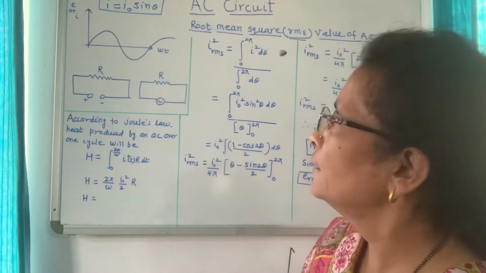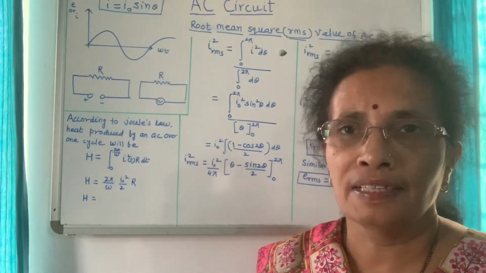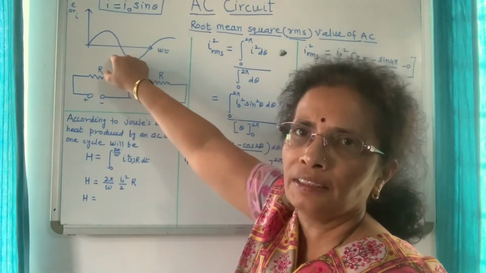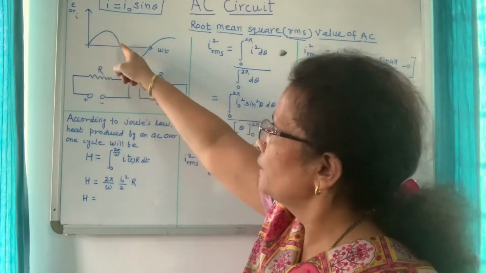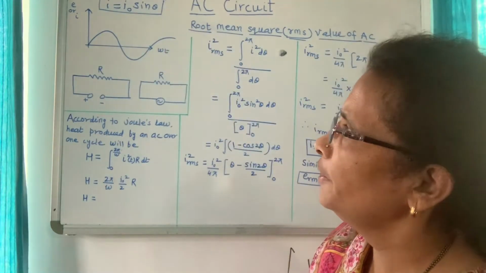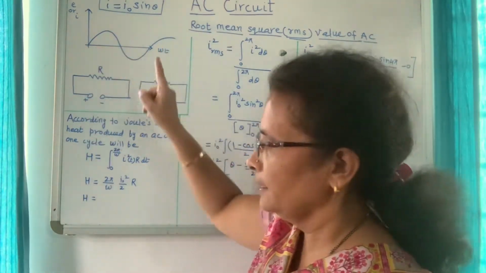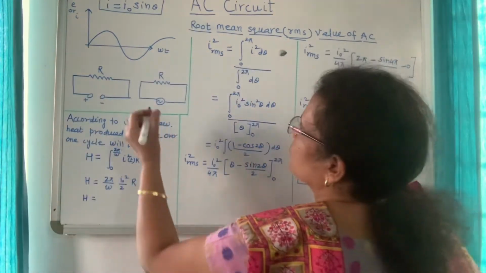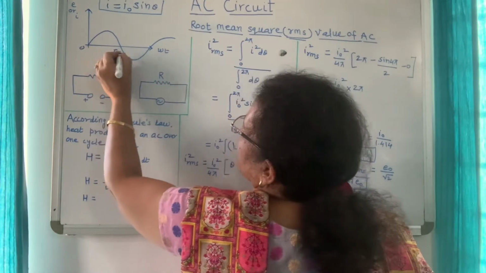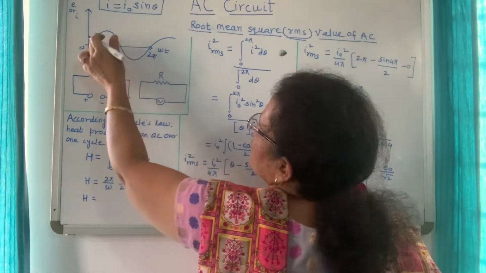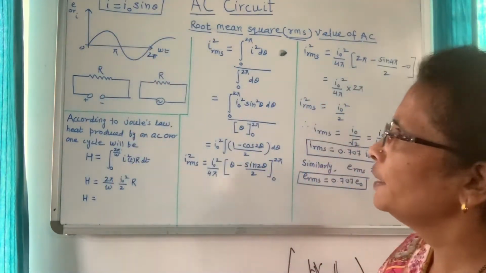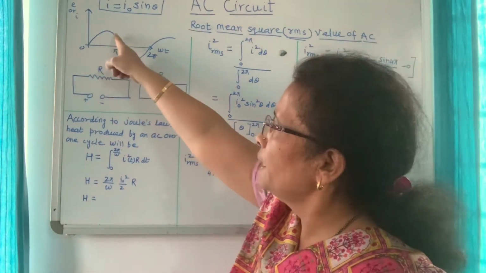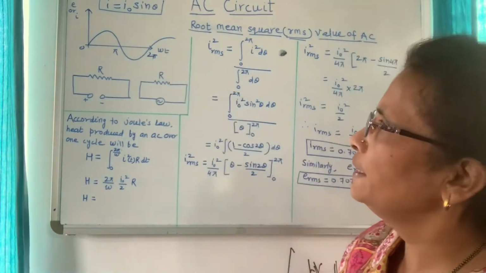What do you mean by RMS value? Why is it necessary? Why is it required? See this diagram, sine curve once again. The alternating current or EMF is a sinusoidal wave. For one complete cycle, its value is 0: 0, pi, 2 pi. So over one complete cycle, the value of current or EMF is equal to 0. For one half cycle it is positive, the next half cycle it is negative.